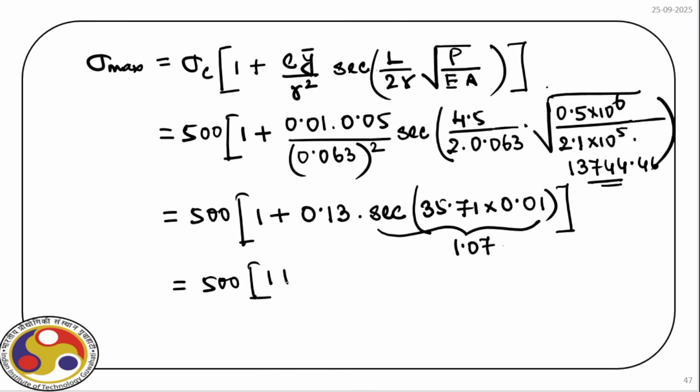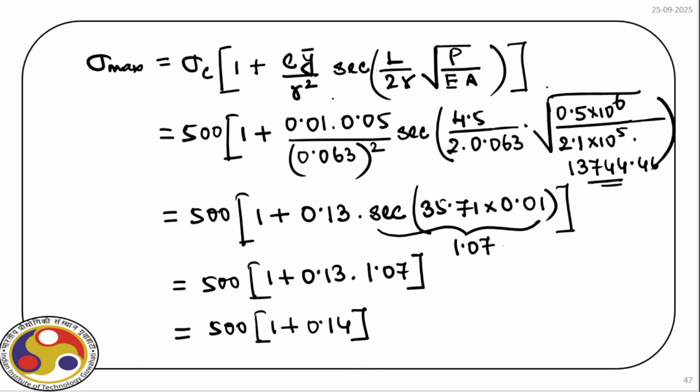times 1 plus 0.13 times 1.07. So this is 500 times 1 plus 0.14. That means you can see we have an eccentricity of e equal to 10 millimeter, a very small amount of eccentricity, and for that our stress in the extreme fiber is increased by 14%, right?